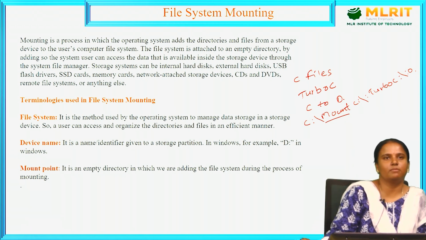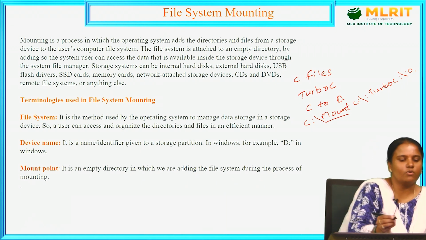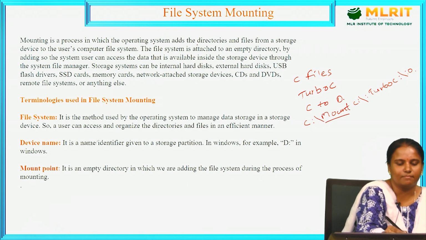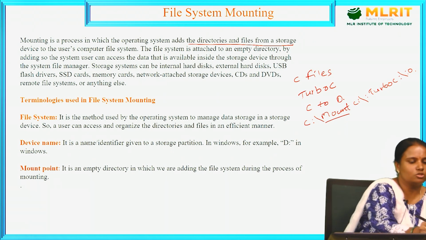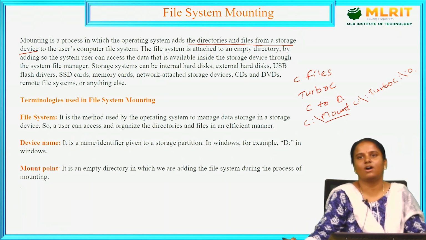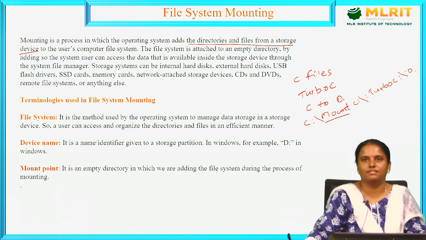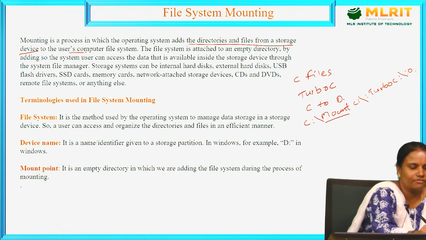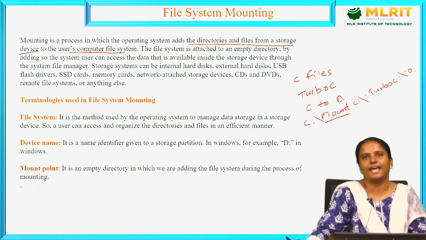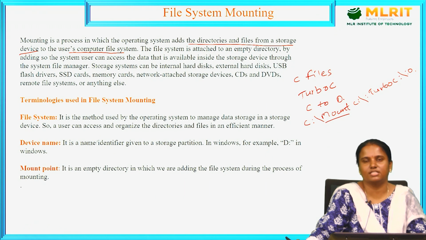So let us see what we mean by mounting of a file system. Mounting is a process in which the operating system adds the directories and files from a storage device. As I said, if I want to execute program files from C to D, we are mounting, meaning attaching the files from C to D. Whatever directories and files are required are taken from the storage device and attached to the user's computer file system.